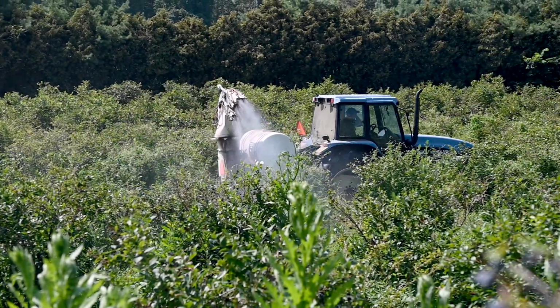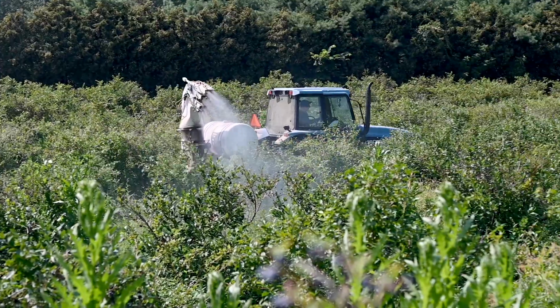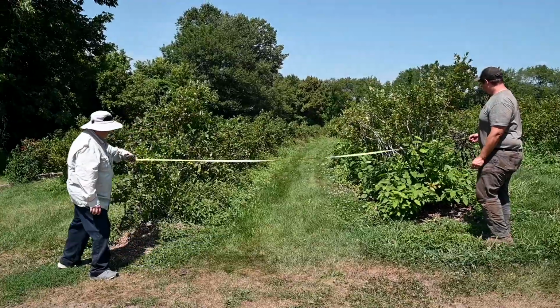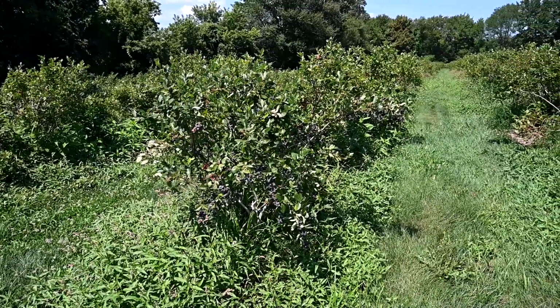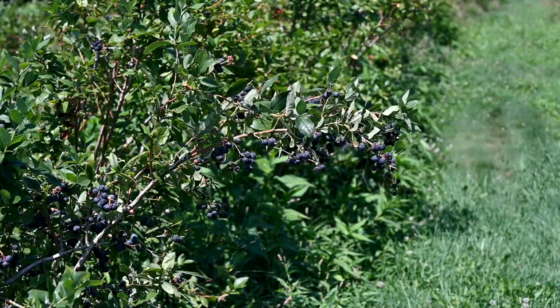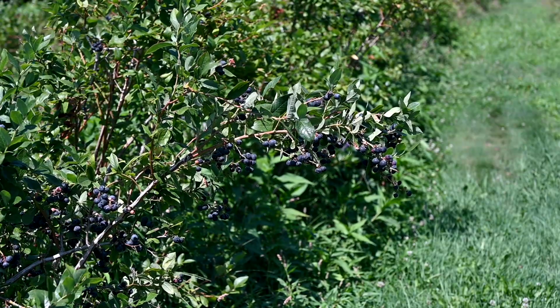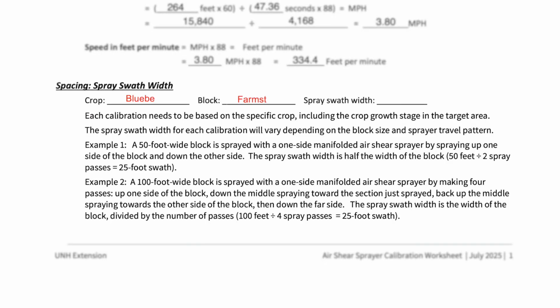Next, we'll determine the amount of time it will take to spray the targeted field. First, we'll measure the row width of the crop. Each calibration needs to be based on the specifics of the crop and growth stage in the targeted area. In this test, the blueberry block is 5 rows wide with 10 feet between rows. Both sides of the blueberry block are sprayed. Therefore, the blueberry block is 50 feet wide and the spray swath width per pass is 25 feet.